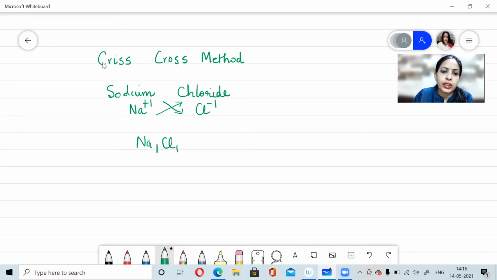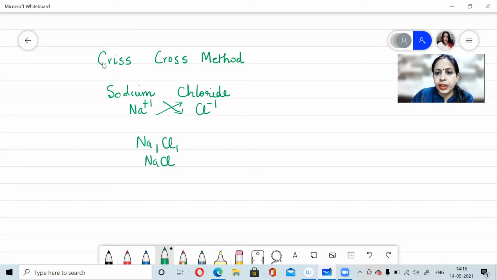The rule of writing the chemical formula says that if the value is 1, it can be ignored because it is understood. If no number is written in the subscript, it always represents 1. So the final formula for sodium chloride will be NaCl.